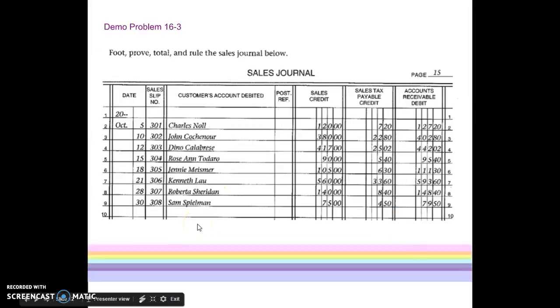Demo problem 16.3 is going to walk us through how to complete the sales journal. And that is totaling up the columns with the proper rulings and proper date and proper heading as to what those numbers represent. You can go ahead and attempt this now on your own. Otherwise, we will be taking a look at this problem next time we meet in class.